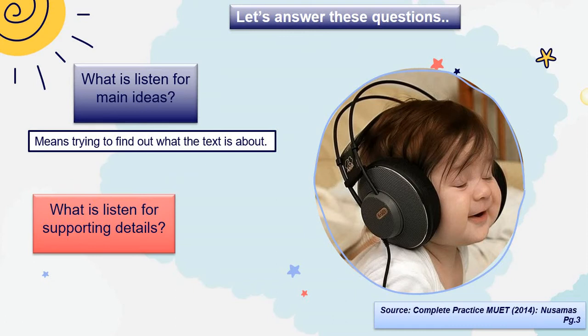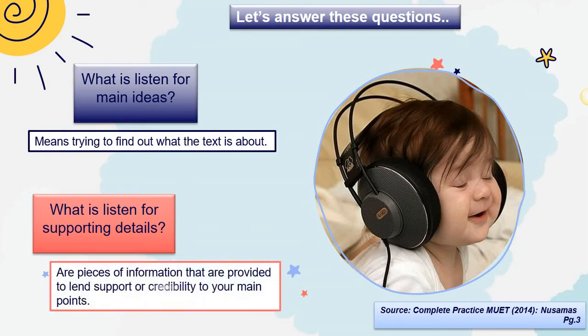Now, what is listen for supporting details? Supporting details are pieces of information that are provided to lend support or credibility to your main points. They can be in the form of definitions, quotations, anecdotes, statistics, and also examples.